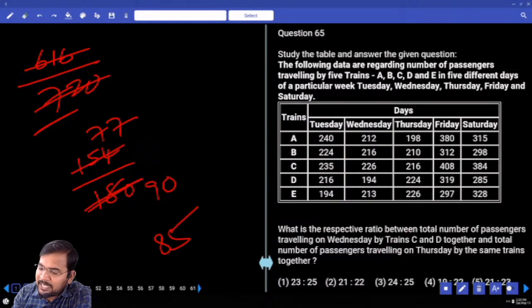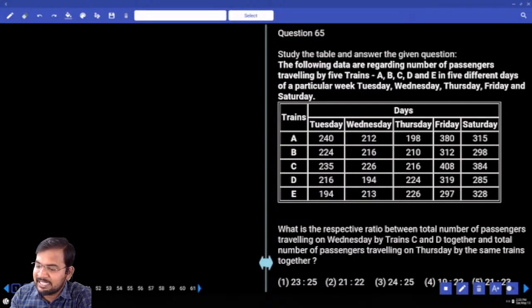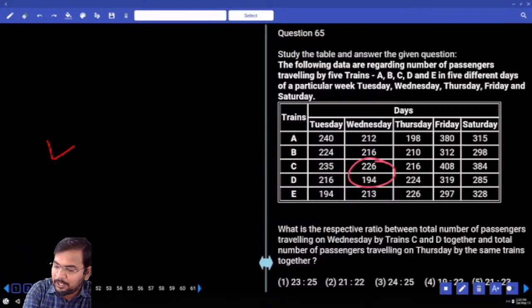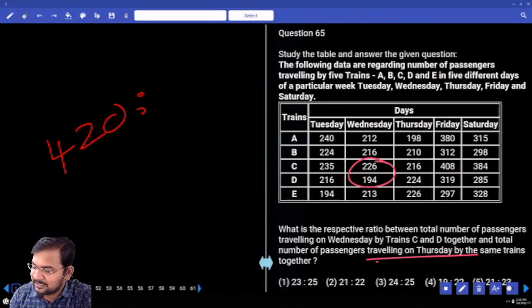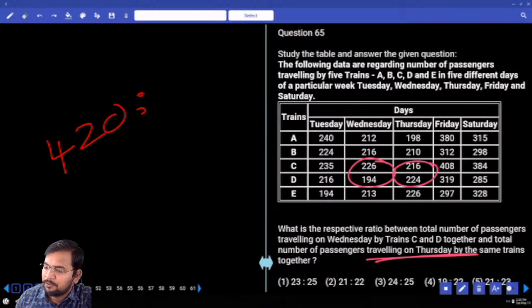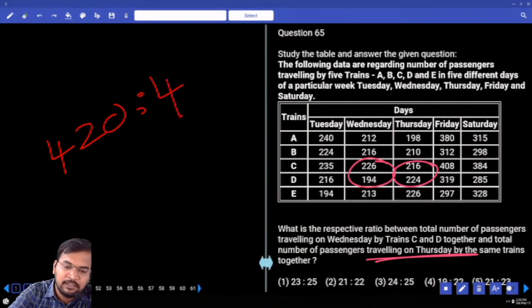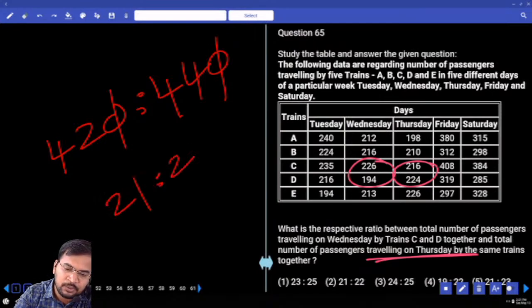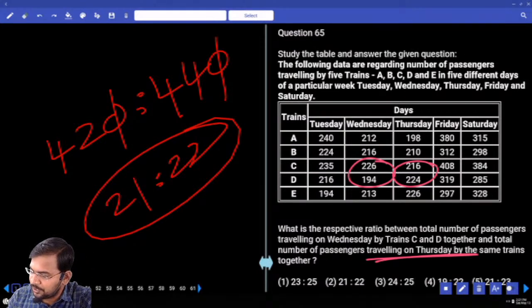Next, what is the respective ratio between the total number of passengers traveling on Wednesday, trains C and D together? Wednesday, C and D together is 420. And the total number of passengers traveling on Thursday on the same trains? Thursday, same trains. How much? 440. So 2 table, 21 times, 22 times. Your answer is 21 is to 22.